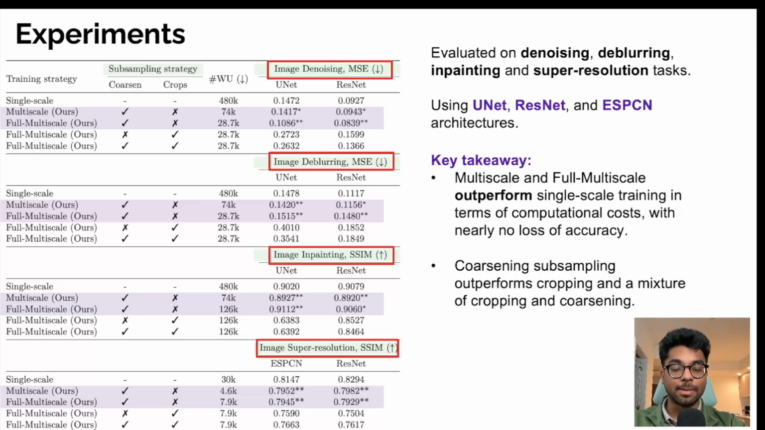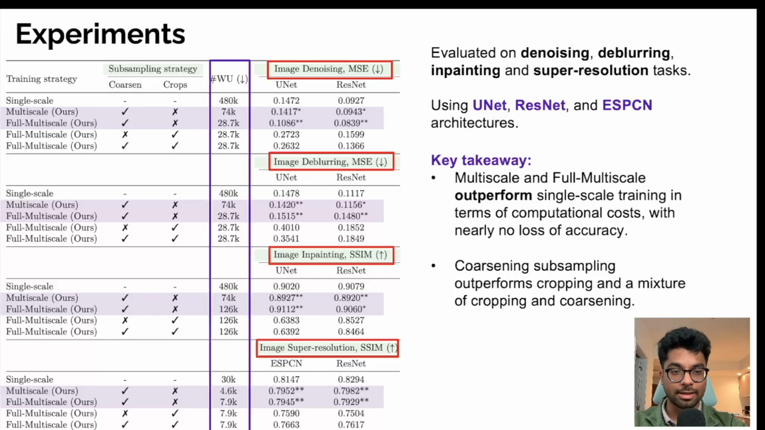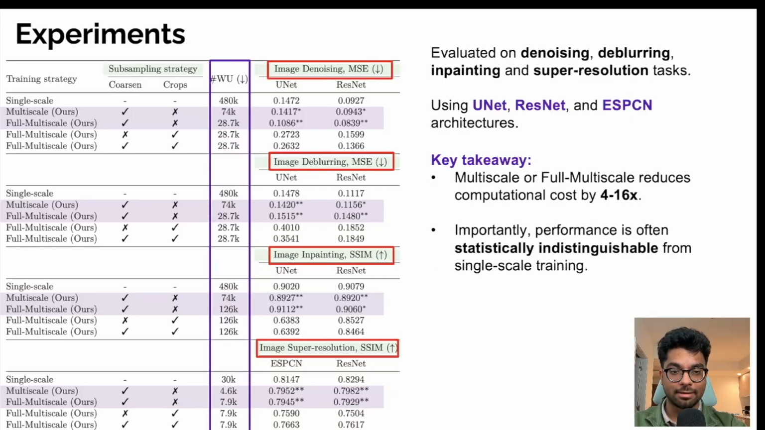The multiscale and full multiscale training strategies significantly outperform single-scale training in terms of computational costs, as measured by the work unit, and with nearly no statistically significant loss of accuracy. Moreover, as predicted theoretically, the coarsening-based subsampling also outperforms algorithms that use only cropping or a mixture of cropping and coarsening during training. Hence, multiscale and full multiscale training significantly reduces training computational load by a factor of almost 4 to 16, and the performance is often statistically indistinguishable from single-scale training.